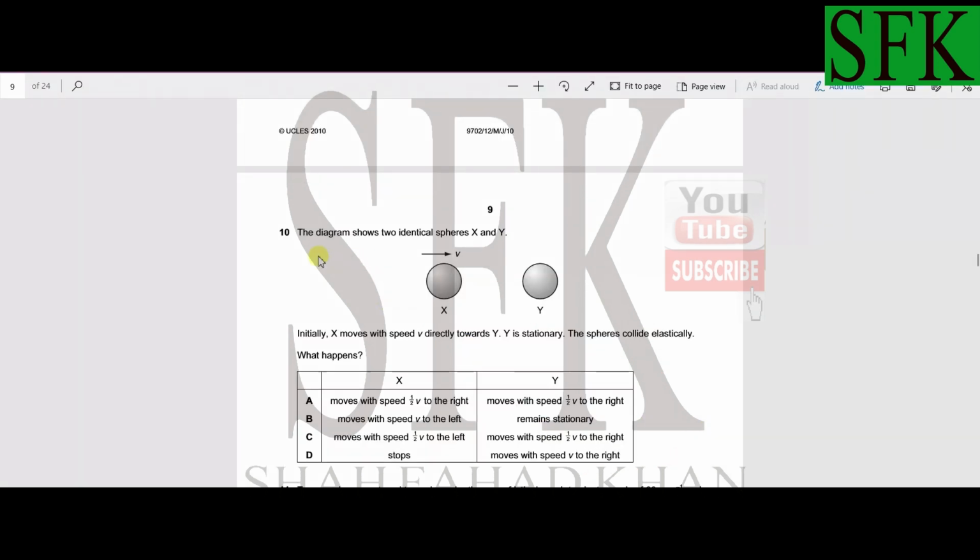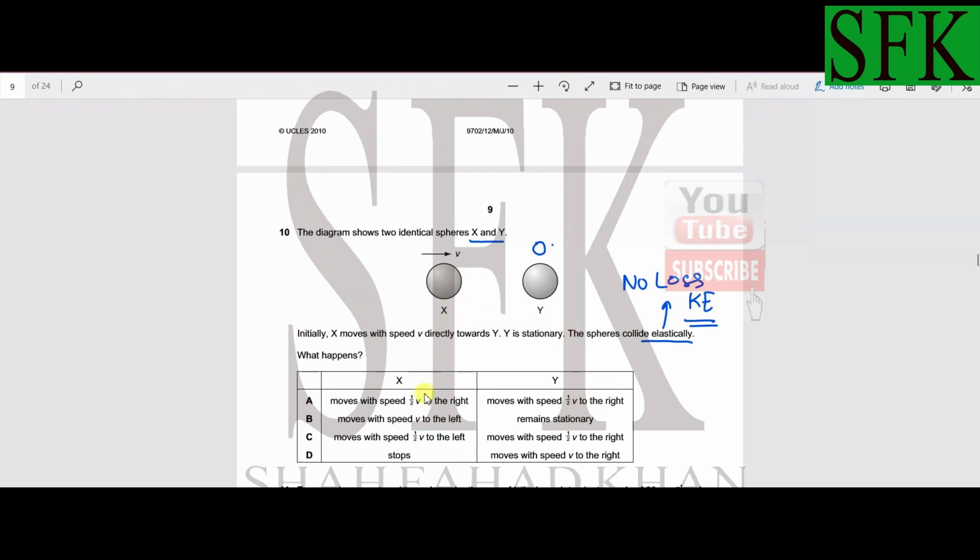Now MCQ number 10. The diagram shows two identical spheres x and y. Initially x moves with velocity v directed towards y. Y is stationary. The spheres collide elastically. Elastic collision means no loss of energy, no change in kinetic energy, no change in any form of energy. What happens? x is moving with the velocity v, and y is stationary, 0. What happens? x moves with the speed 1 upon 2v to the right, and y moves with the speed 1 upon 2v to the right as well.